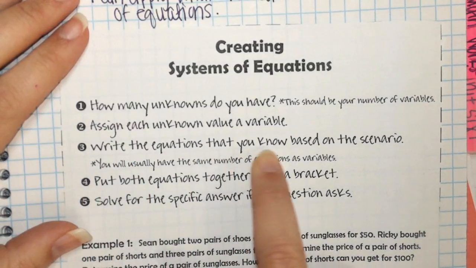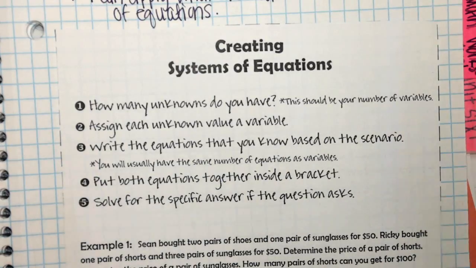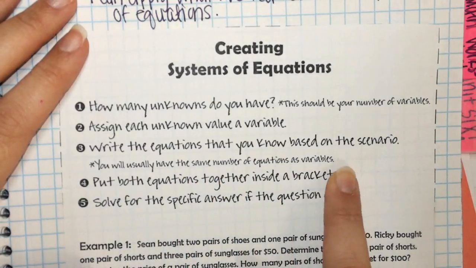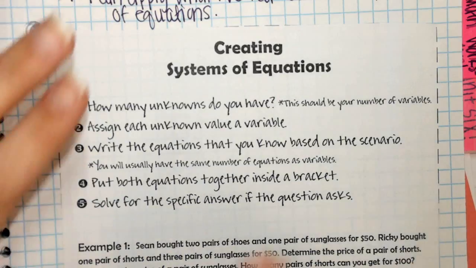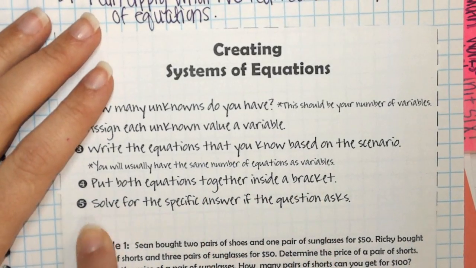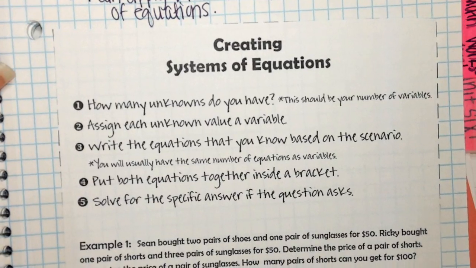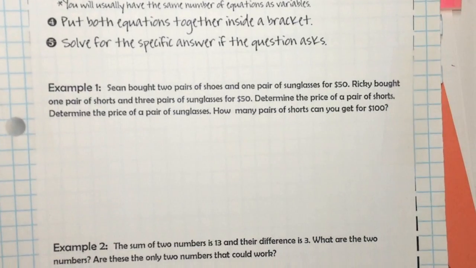Number 3, write the equations that you know based on the scenario, which we've kind of been doing in our word problems each day. You will usually have the same number of equations as variables. We haven't really dealt with 3 equations, so we're not going to have that as much. Put both equations inside a bracket, solve for the specific answer. If the question asks, answer when. Don't be crazy. All right.